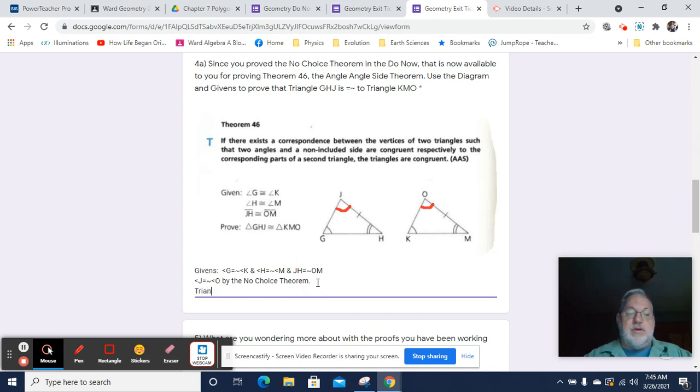We can say triangle GHJ is congruent to triangle KMO by angle side angle.